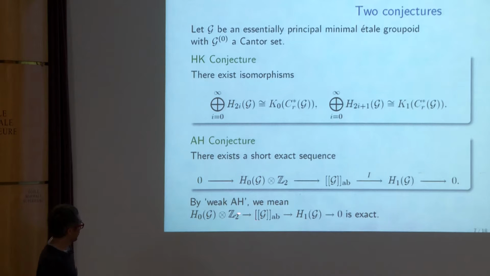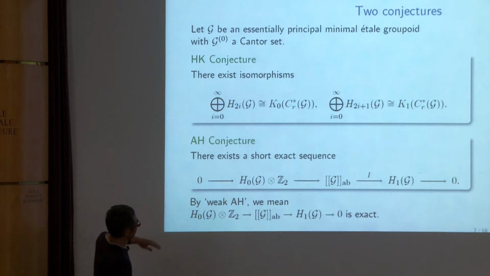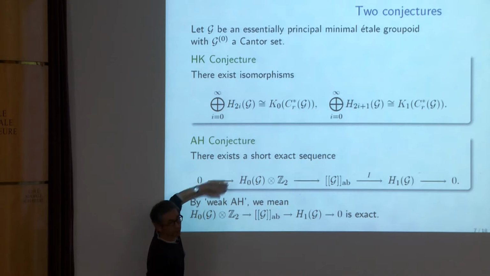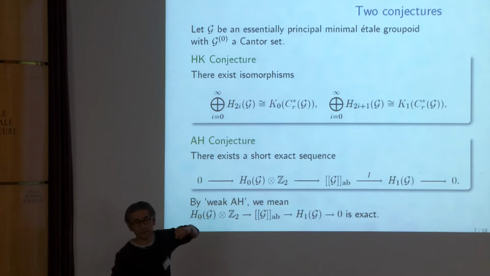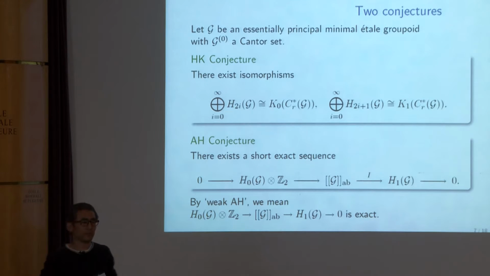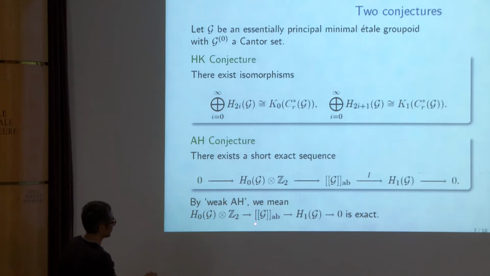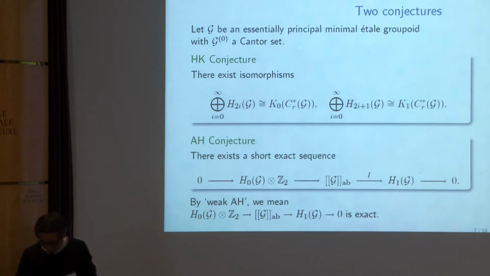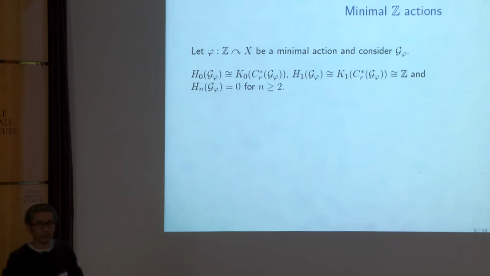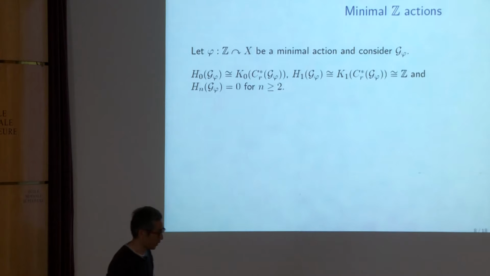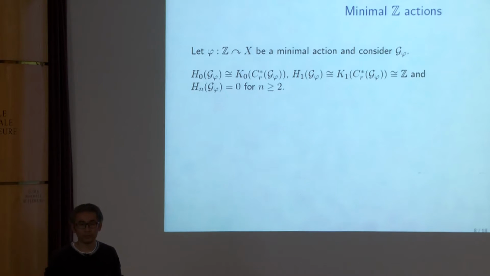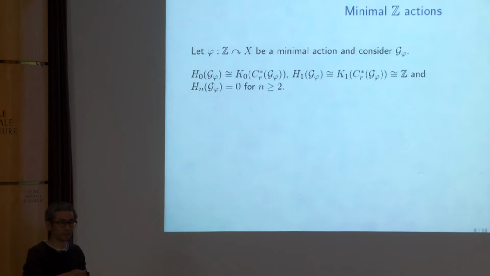Okay, and by weak AH, I mean this sequence is exact when this part is removed. In many cases, I cannot prove AH, but I can prove weak AH. Weak AH means this is exact. Then in the rest of my talk, I'm giving you many examples. The rest of the talk consists of just examples.